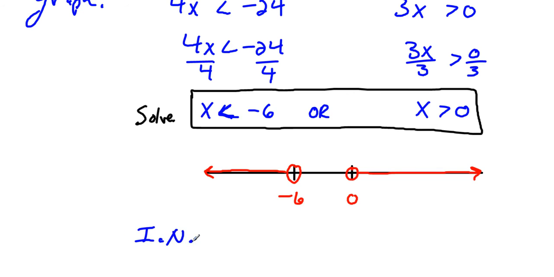And then for interval notation, once you've got your graph, you just pull the numbers off the graph. This one goes to negative infinity. We got to negative 6, and we stopped at negative 6. Jumped it back to 0, so that would be our U for union. Start at 0, and then chase this thing off to infinity.